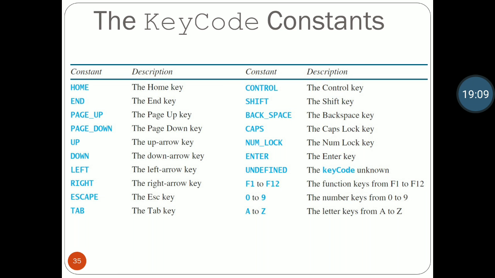Next, the key code constants. Different key code constants are here. The first constant is HOME, which is given by the home key. Second is END, third is PAGE_UP, fourth is PAGE_DOWN. Next is UP, DOWN, LEFT, RIGHT, ESCAPE, TAB, CONTROL, SHIFT, BACK_SPACE, CAPS, NUM_LOCK, ENTER, UNDEFINED, F1 to F12, 0 to 9, A to Z, meaning all keys from the keyboard.